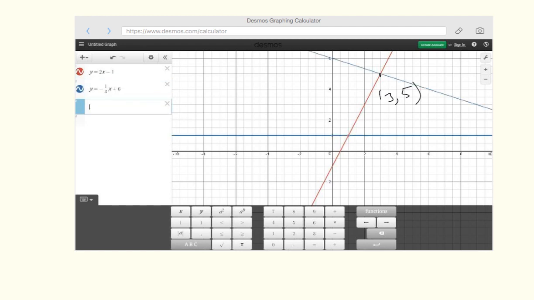And so now it's your turn to try. I think you should try to use Desmos. Go online and use Desmos and see if you can solve the linear system y equals negative 4x plus 5, y equals negative 1/2 x minus 2. Give it a shot. Good luck.